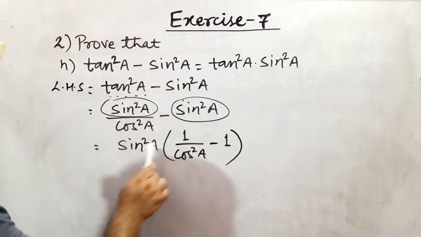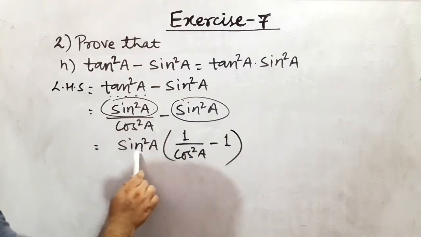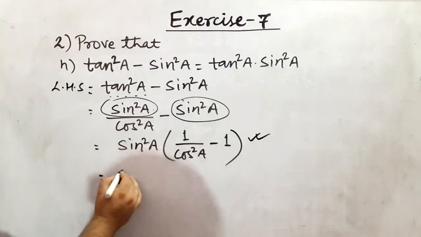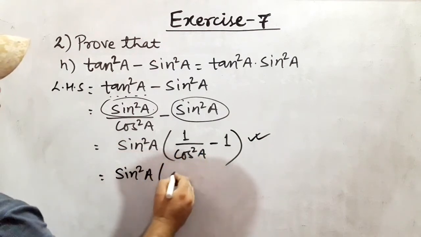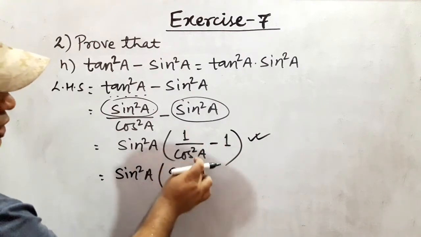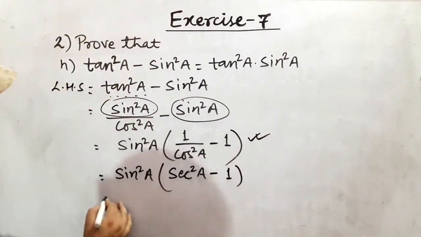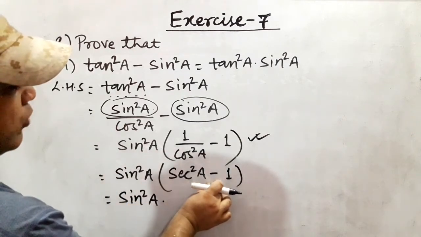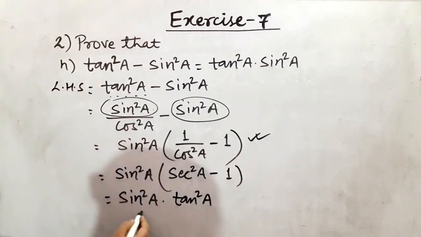Let's check. Sin square A into 1, sin square A by cos square A. Minus sin square A into 1, sin square A. That is, we have taken the common correctly. So sin square A, and inside the bracket, 1 by cos square A equals sec square A, since 1 by cos A equals sec A. So 1 by cos square A can be written as sec square A minus 1. Sin square A into sec square A minus 1, which is equal to tan square A from Pythagorean relation. So it is our right hand side.